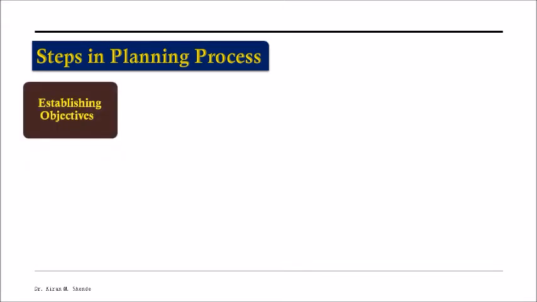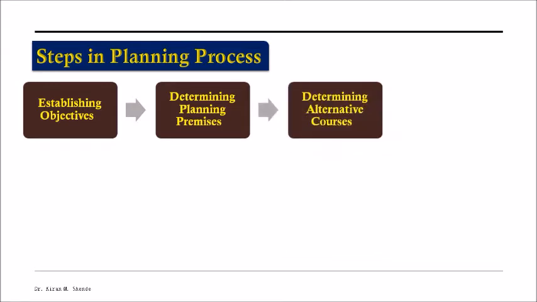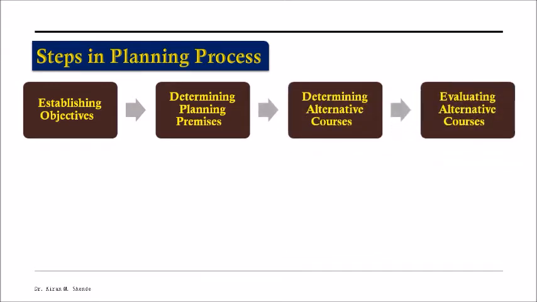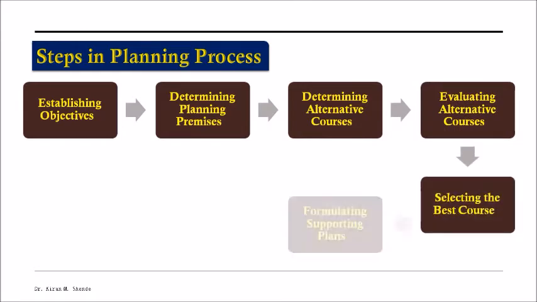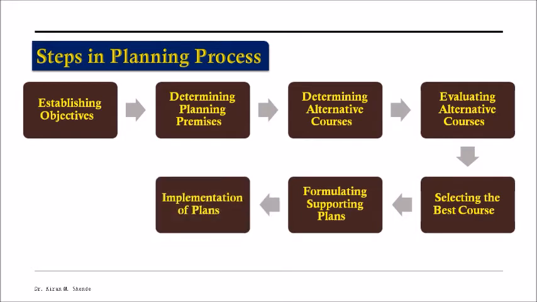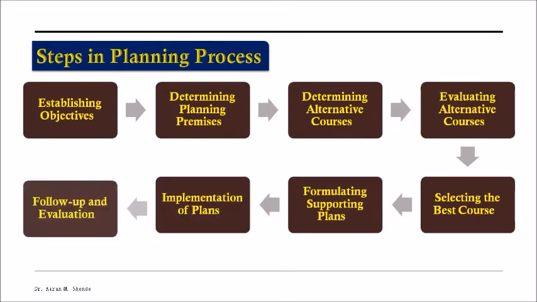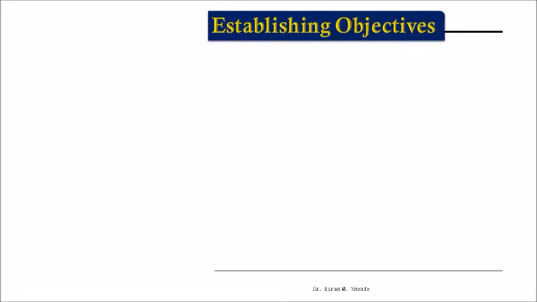The steps are establishing objectives, determining planning premises, determining alternative courses, evaluating alternative courses, selecting the best course, formulating supporting plans, implementing those plans, and finally follow-up and evaluation. Let us now break this into various segments and understand each step one by one in detail.